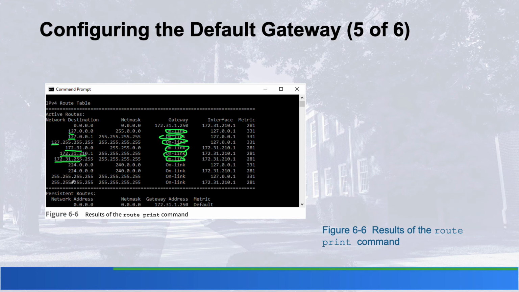If my packet doesn't match any of these rules, it goes to this last rule here. The network destination is all zeros. When it doesn't match any other rules, it's going to forward it to the default gateway, which is that IP address there. So it's going to start at the bottom and go through all of these rules to see if the destination of the packet matches any of them. If it doesn't, this is a catch-all and it sends it to the gateway.